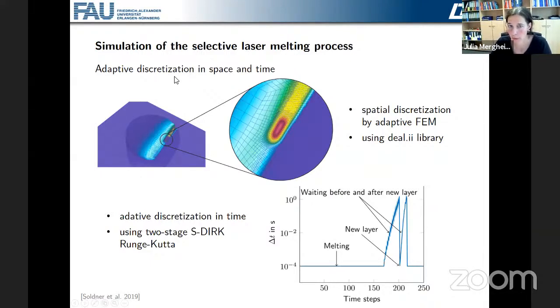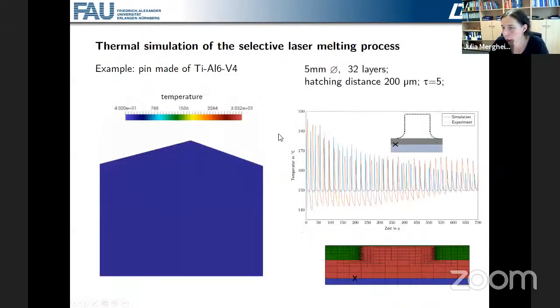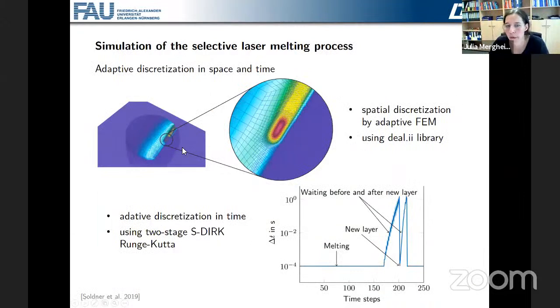So as I mentioned before, we still have different length scales in our macroscopic approach, and therefore we apply here an adaptive discretization in space and in time. The adaptive discretization in space is done by the finite element method, and here we see an example of how that looks like. So the elements are strongly refined in the region where the heat input takes place. And then they are coarsening towards the boundary of the building chamber.